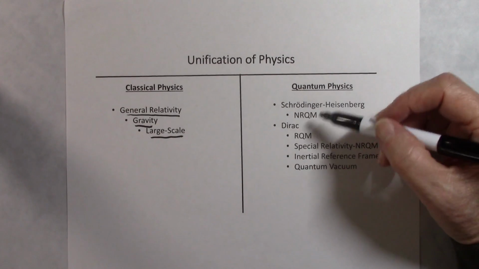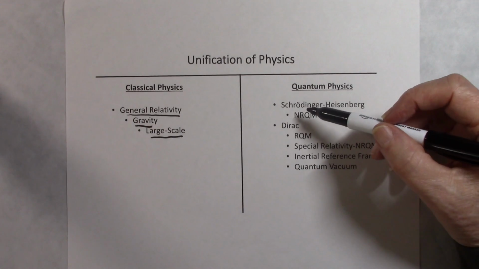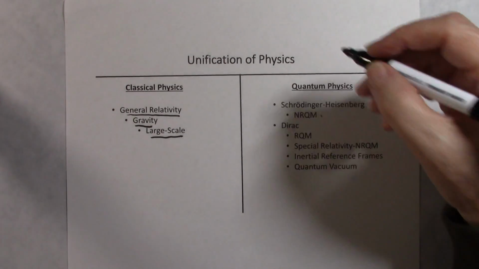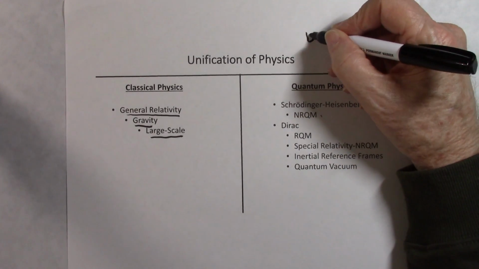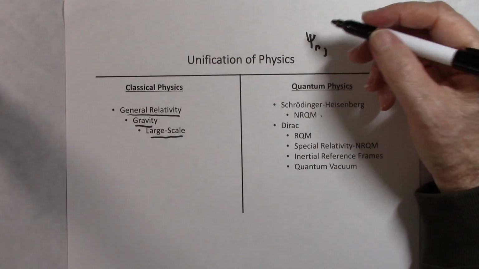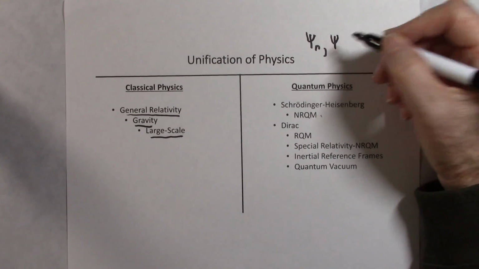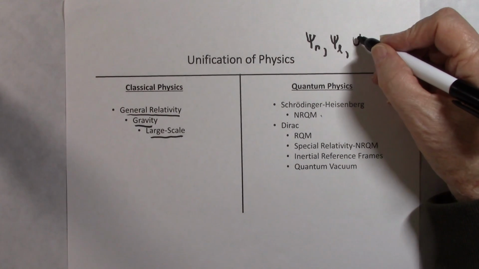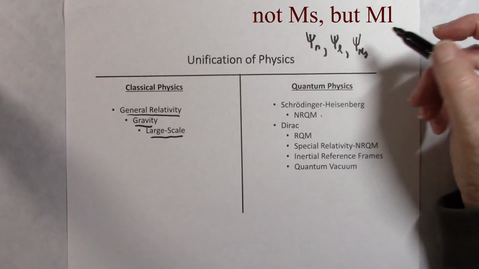We also discussed last time Dirac's relativistic quantum mechanics. In previous videos, we had discussed the non-relativistic quantum mechanics. And if you remember, out of that came three wave functions. One of them was psi n, that dealt with the energy of the electrons around the nucleus of an atom. One of them was psi L, that dealt with the shape of the orbit. And then there was psi m sub s, the orientation of the orbit.